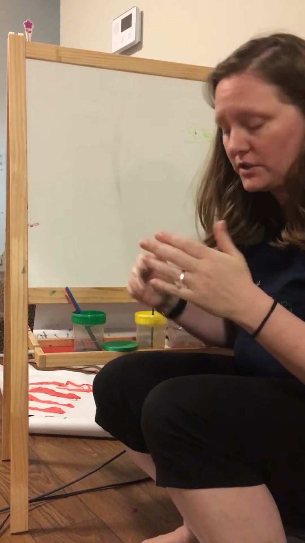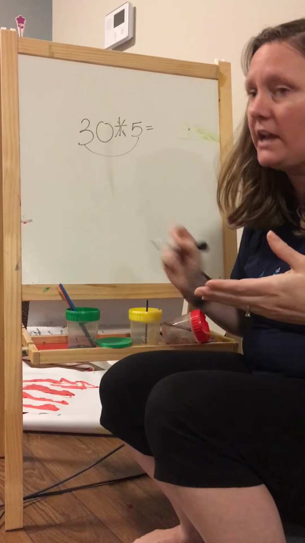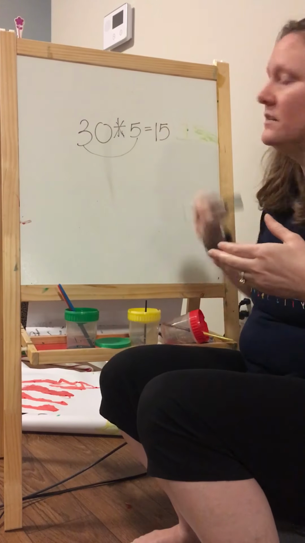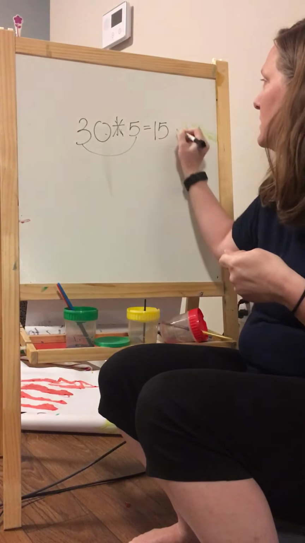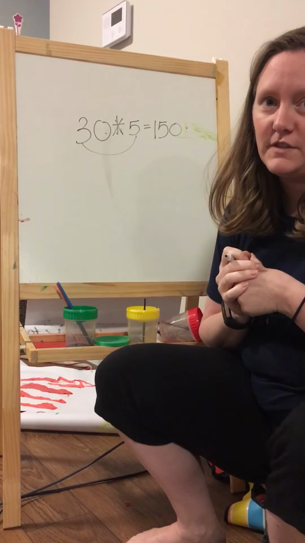So let's do 30 times 5. Now, because we didn't do the base fact first, you have to look for it. 3 times 5, and then count your zeros. So your answer is 150.